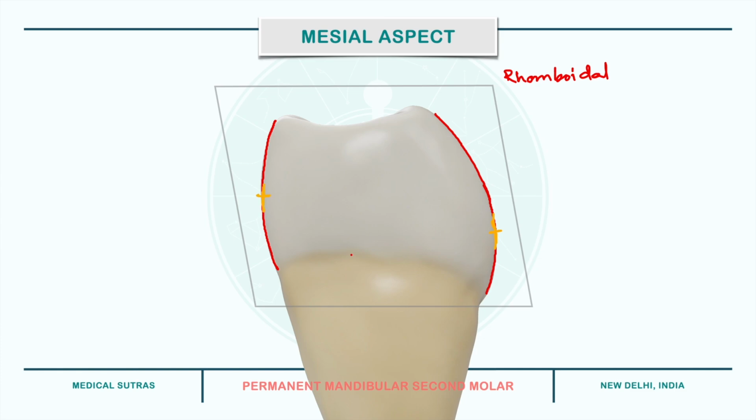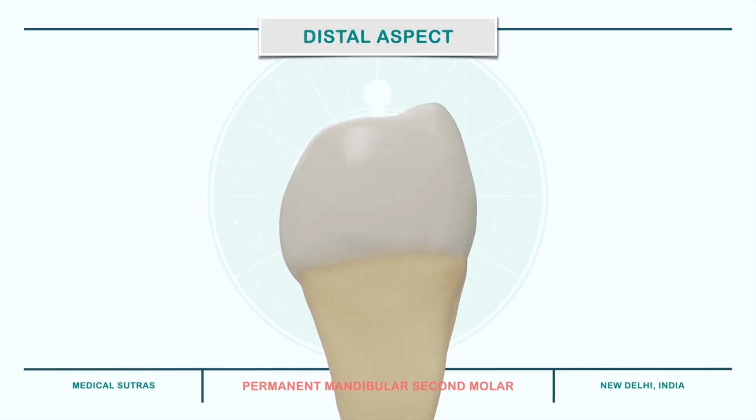The occlusal outline is formed by the mesial ridge of mesiobuccal cusp, mesial ridge of mesiolingual cusp, and the mesial marginal ridge. The cervical outline is almost straight and regular in outline. Now coming to the distal aspect. The crown presents distobuccal and distolingual cusp, and similar to the mesial aspect, the surface is smooth and convex.